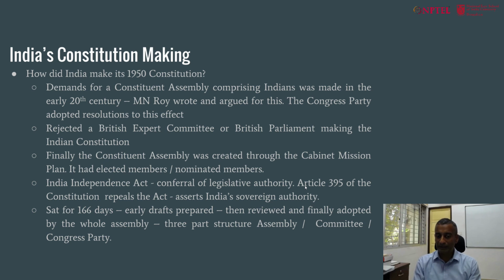What did the Constituent Assembly do? It sat for about 166 days. There were some early drafts that had already been prepared prior to the Constituent Assembly sitting. They reviewed, discussed, modified, and finally adopted these drafts by the entire Assembly. So in the slides to follow and through much of this lecture, I'm going to reflect on the details and the institutions through which constitution making in India was processed.